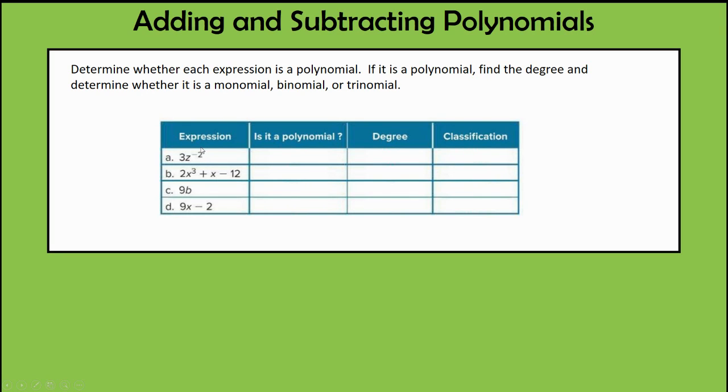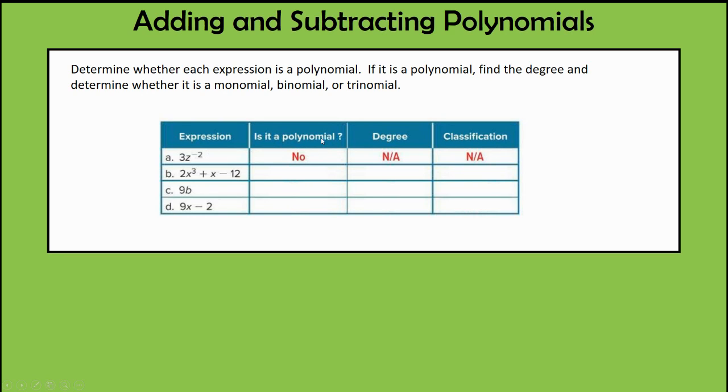However, what I said was one of the things that will eliminate an expression from becoming a polynomial is a negative exponent. Because of that z to the negative second right there, this is not a polynomial. And if it's not a polynomial, according to this standard, then we don't worry about degree and we don't worry about classification.